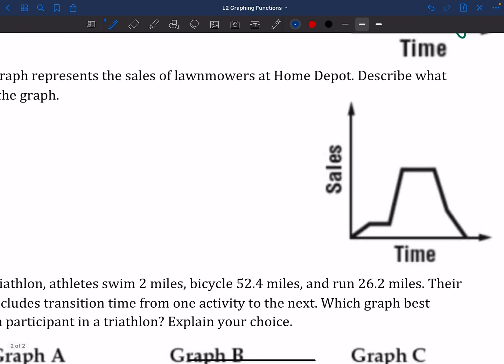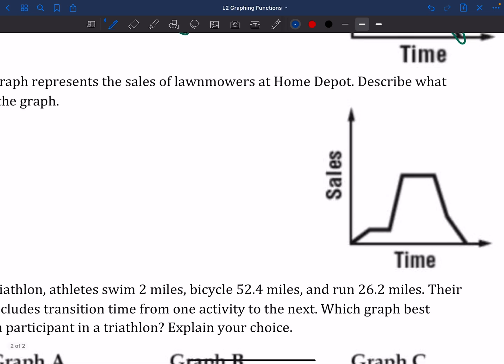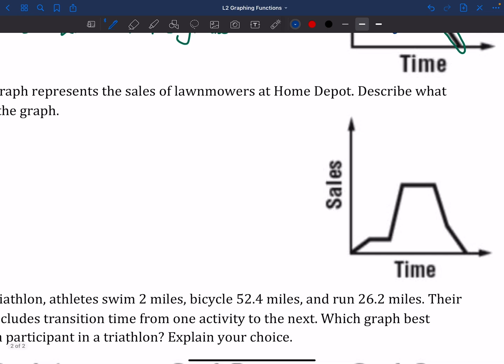But before we go through every piece, this one's talking about the sales of lawnmowers at Home Depot over the course of a year. So I want you to, again, take a second, see if you can identify the individual chunks we're going to talk about. And then after that, see if you can come up with an idea of what each piece is doing.